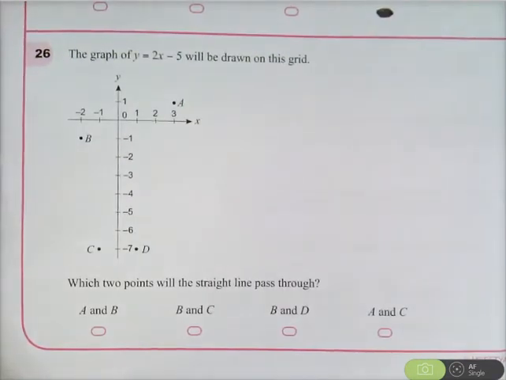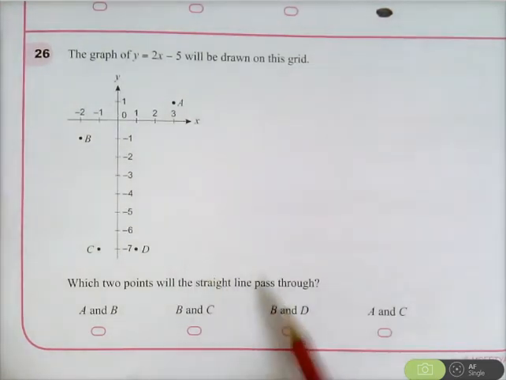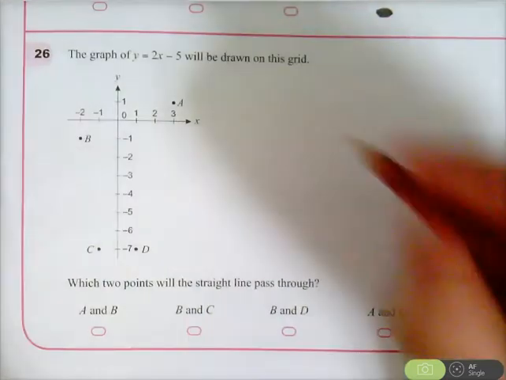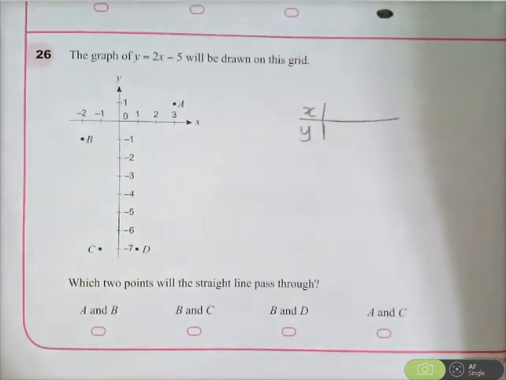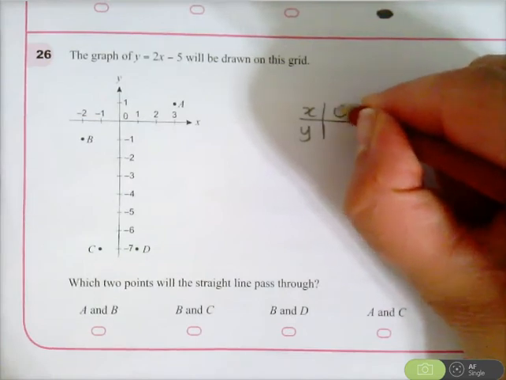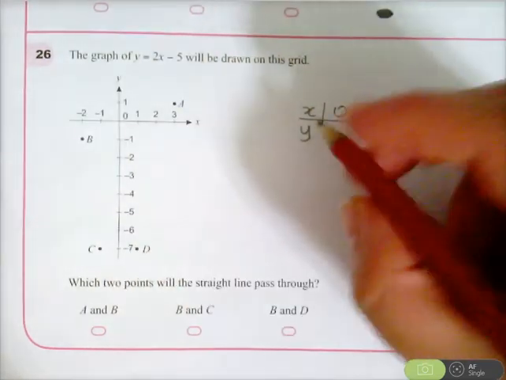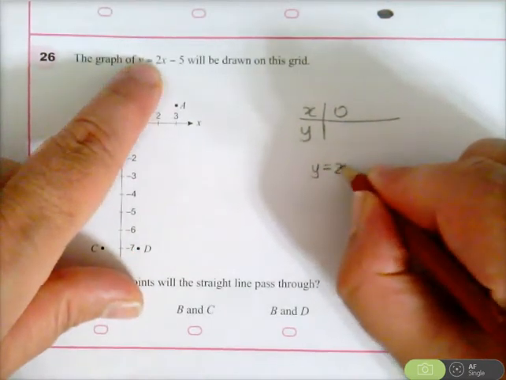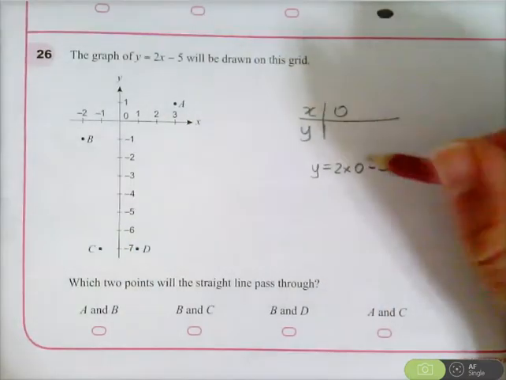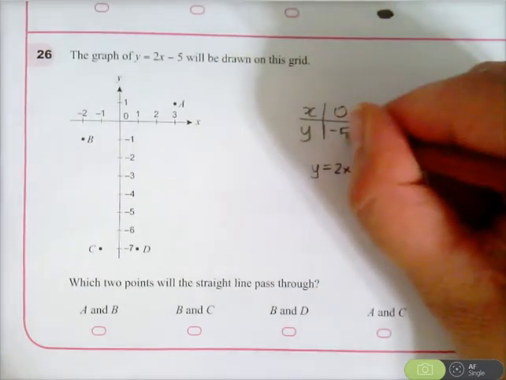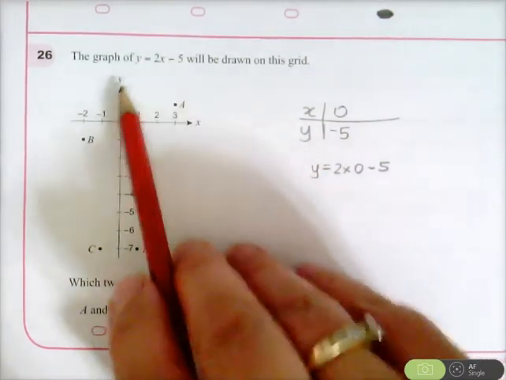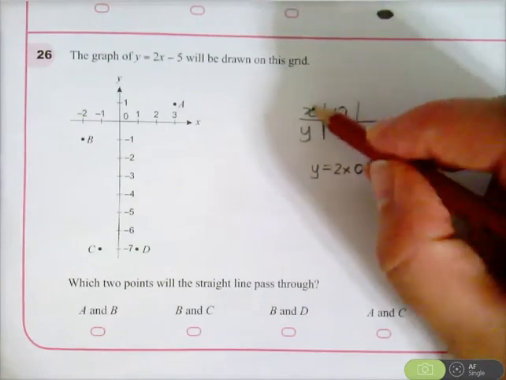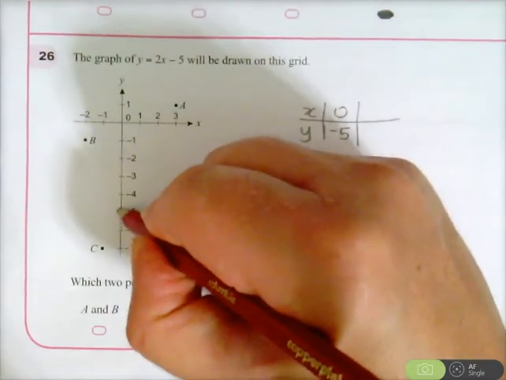Question 26 says the graph of y equals 2x minus 5 will be drawn on this grid. Which 2 points will the straight line pass through? And you can do a table of values here if you like, that's one way of doing it. So I'm just going to do a couple of values. When x is 0, let me work out what y is. So y is 2 times 0, take away 5. Now 2 times 0 is 0, take away 5 is negative 5. For those that know their y equals mx plus b quite well, you know that the y-intercept is negative 5. So that first point, when x is 0, y is negative 5, would be down here.